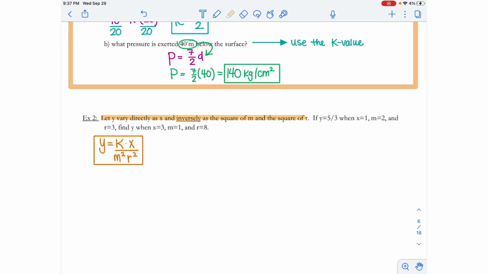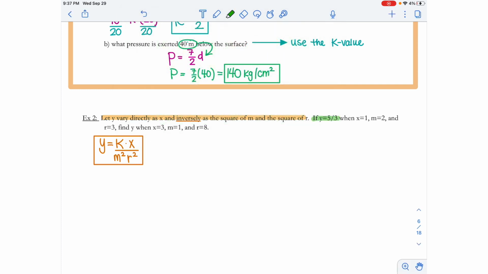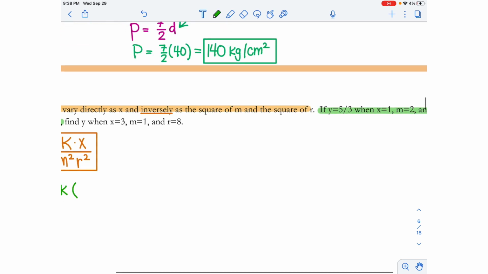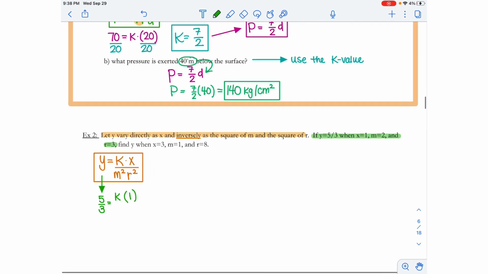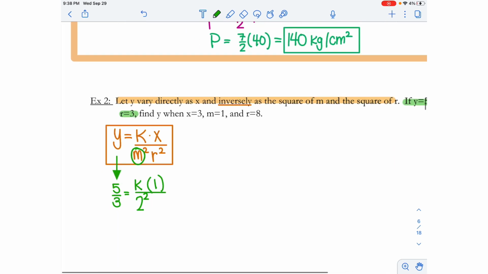Now, in this problem, the next sentence, I know it sounds really confusing, but it's actually going to give you things to plug in for every single letter except for K. And that way we can solve for K. So it gives me the y. The y is 5/3. It will not give me the K, but it should give me an x. Let's see, did it? Yep, x is 1. M is 2. So plug in for m. And r is 3.